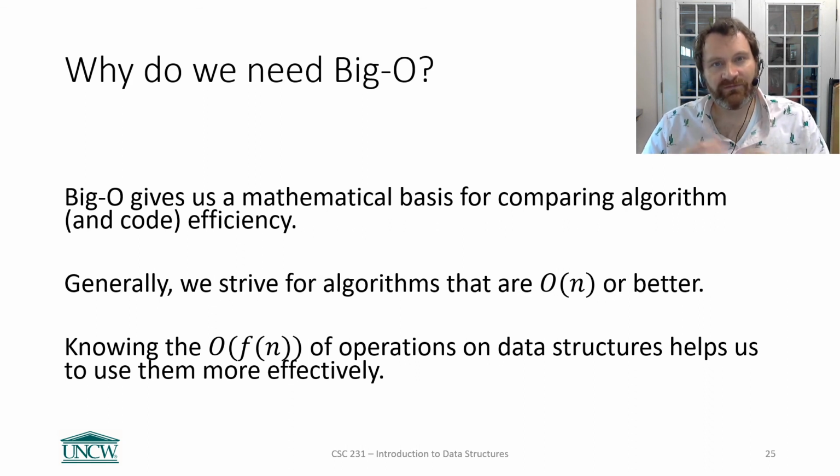But mostly for our purposes in this class, we need to know the big O of certain operations that we do on our data structure so we can use them more effectively, right? There are going to be trade-offs. If we're dealing with millions of pieces of data, how we process that data is going to have a big impact on how quickly our operations finish.